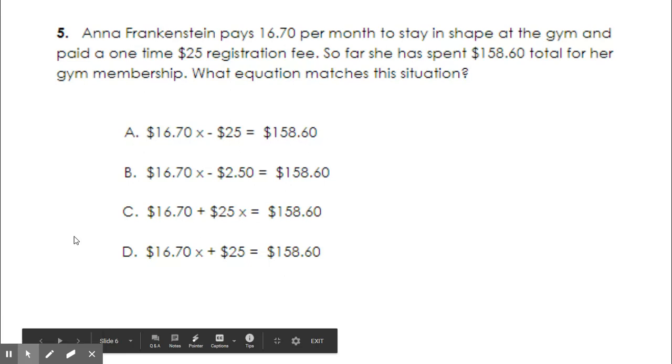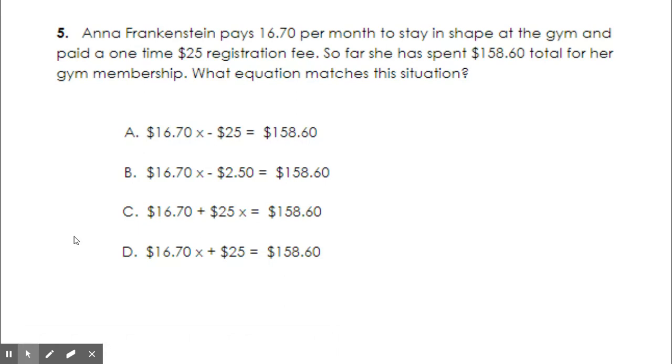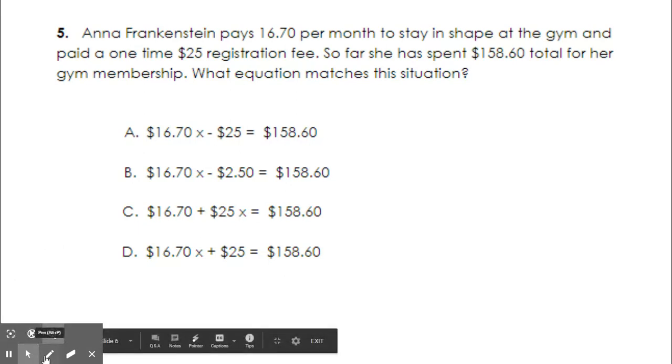Number 5, Anna Frankenstein pays $16.70 per month to stay in shape at the gym and paid a one-time $25 registration fee. So far, she has spent $158.60 total for her gym membership. What equation matches this situation?